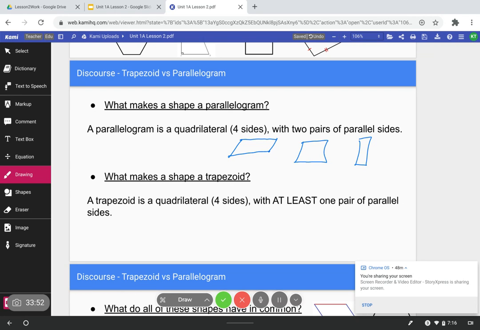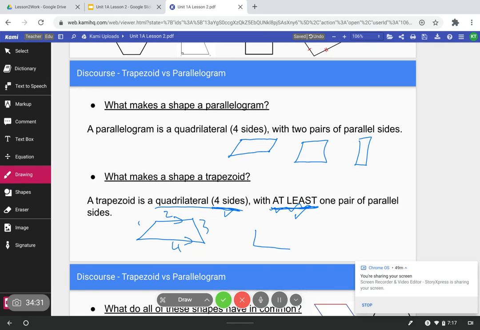What makes a shape a trapezoid? So what is the rule for a trapezoid? It must have at least one pair of parallel sides. So it has to have 4 sides. Let's start there. It must be a quadrilateral. And then it must have one pair, at least, never forget that, y'all, at least one pair of parallel sides. So 1, 2, 3, 4, check on quadrilateral. Here's our parallel sides. Check. Trapezoid.